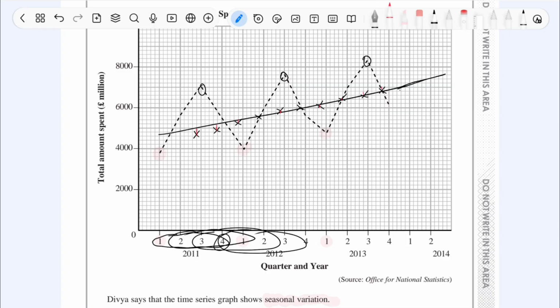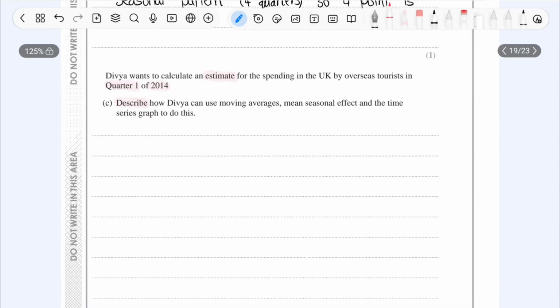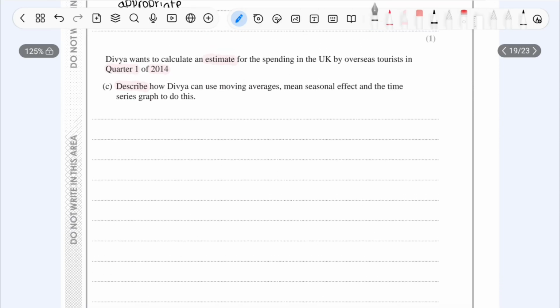We can basically add on the average, whether it's positive or negative, to here, and we can do it at quarter one. And because we're doing quarter one, we'd actually want to just find the averages for quarter one. And the idea is once you do that, you add the value to the trend line, and then you get your point either here, or if it's negative, perhaps here. And then that's basically your value for the estimate for quarter one of 2014, which is what it was asking for. So now we need to actually portray this into words.